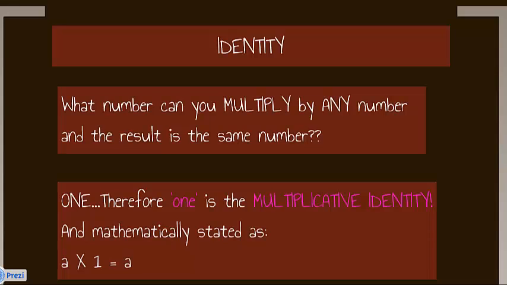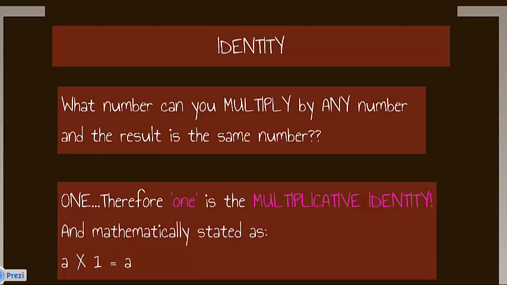Likewise, if we think about multiplication, what number can you multiply by any number and the result is the same number? Well, you're right, it's 1. 1 times anything is just the same thing. So to mathematically state that, we would say A times 1 equals A, because 1 is the multiplicative identity. Again, you've known those two things for a long time. They just sort of have formal names. Additive identity is 0. Multiplicative identity is 1.